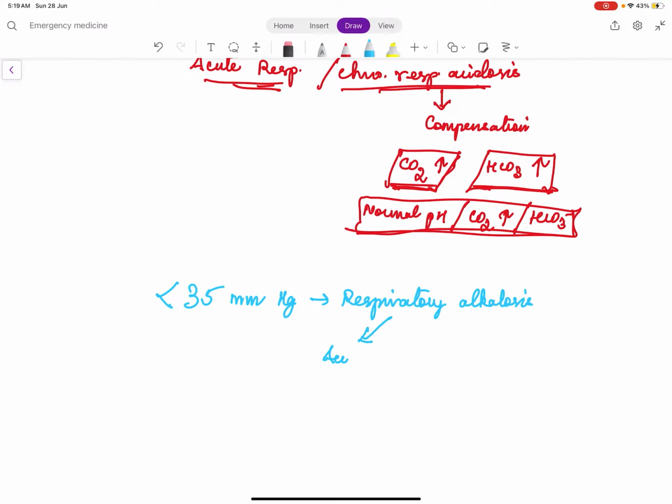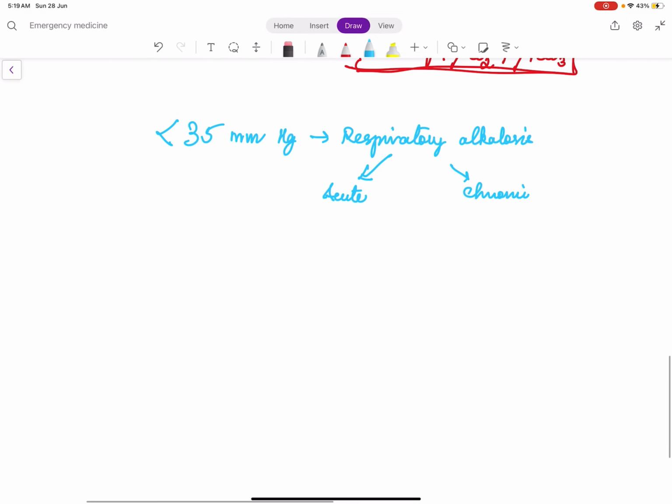Again we have acute respiratory alkalosis and chronic respiratory alkalosis. So where does this respiratory alkalosis come from? Usually it comes as a compensation for metabolic acidosis by the same direction rule. When bicarbonate falls, our body tries to compensate by excreting acid, which is carbon dioxide. So this is the common scenario we see.